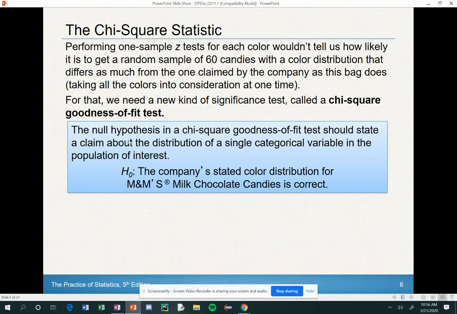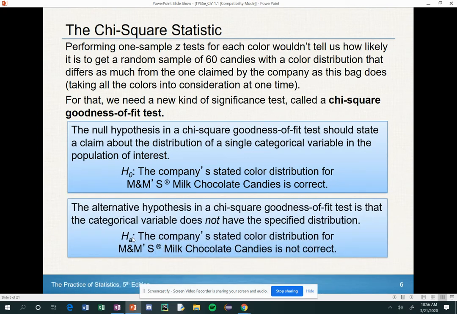So this is our null hypothesis for the chi-squared goodness of fit test. Notice we're not focusing on blue here. We're not focusing on red or orange or yellow or brown or anything. We are stating in words what the null hypothesis is. Well, it's the company's stated color distribution for M&M milk chocolate candies, and we're stating that that is correct. That's what the company is stating, so that's what we're going to believe at first. That is our null hypothesis.